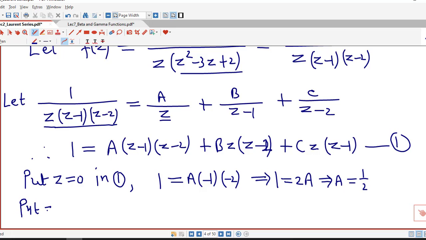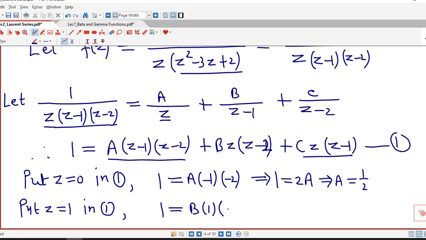Second linear factor is z minus 1. So we put z equal to 1 in the given equation. Left hand side is constant 1. And this will become 0 for z equal to 1. And here we obtain b into 1 minus 2, that is minus 1. This gives me b equal to minus 1.